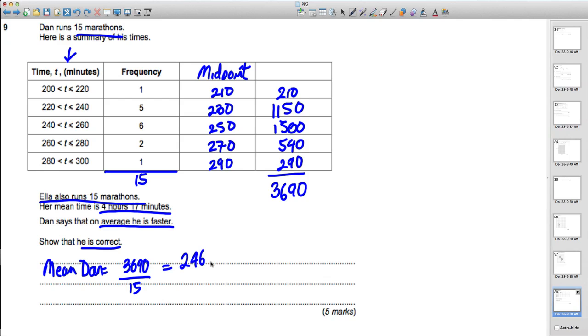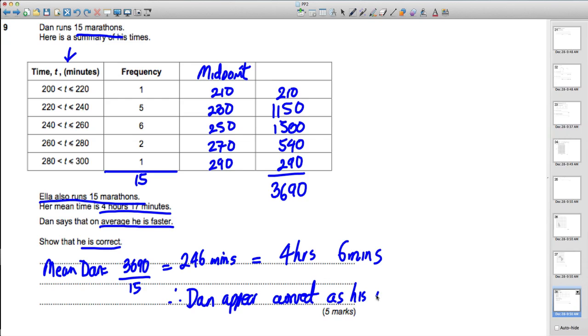So it's 246 minutes. That's an approximation. Now her mean is 4 hours 17. So let's convert this to hours. 60 minutes an hour, so therefore this is 4 hours and 6 minutes left over. So that's 4 hours and 6 minutes. Her mean is 4 hours 17. Therefore Dan appears correct, as his mean is 11 minutes less. So therefore he must have been quicker.